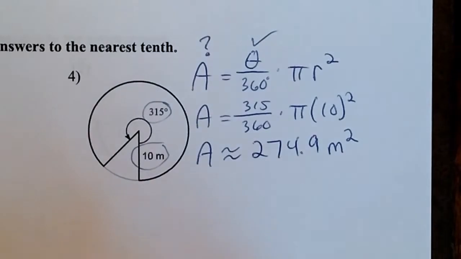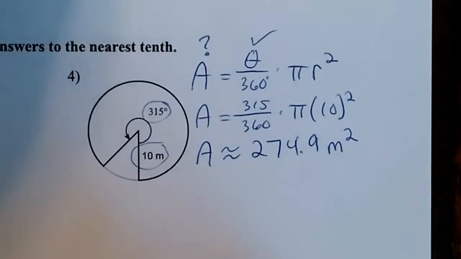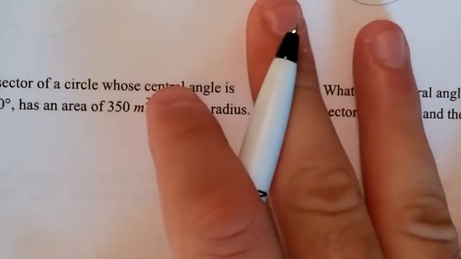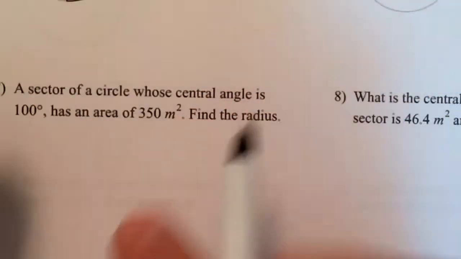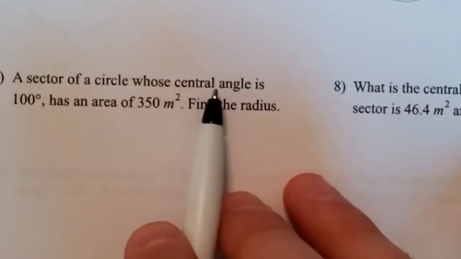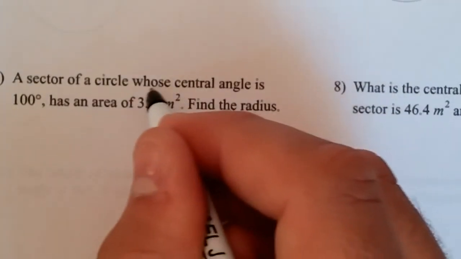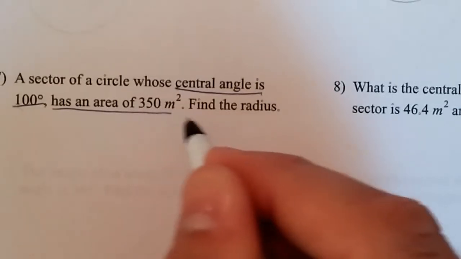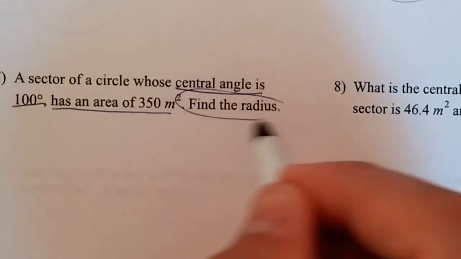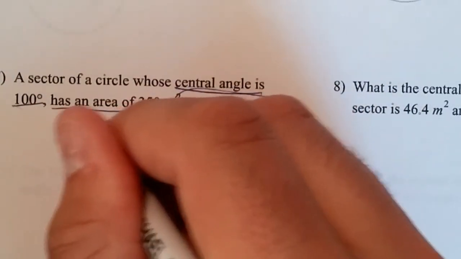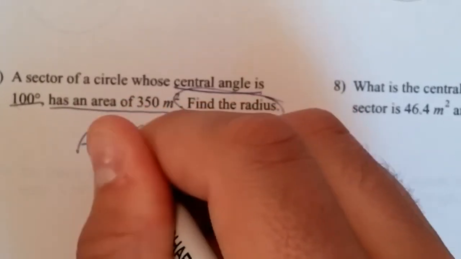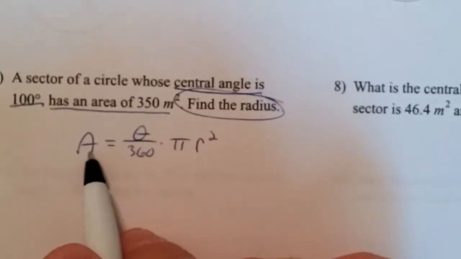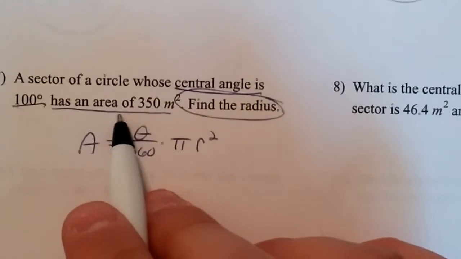But let's say they give you a different set of circumstances, like this example here. It states an area of a sector of a circle whose central angle is 100 degrees has an area of 350 square meters. Find the radius. So in our formula, which I'll rewrite down here, of our 3 variables, capital A, area, they give to us right here.